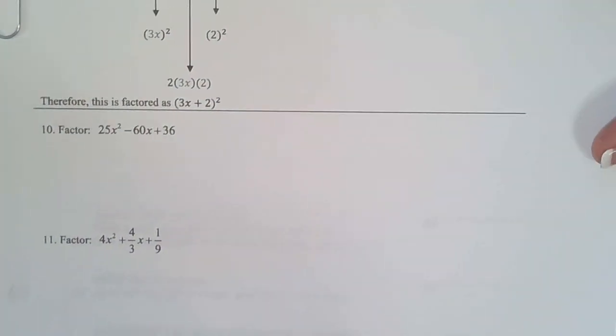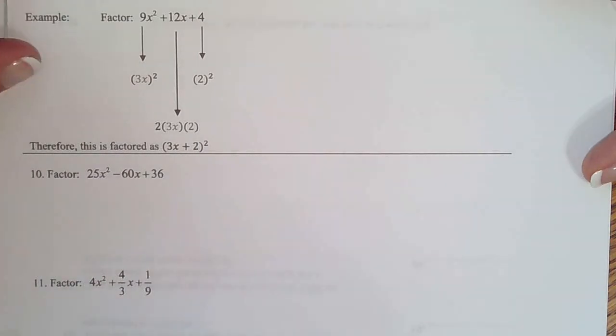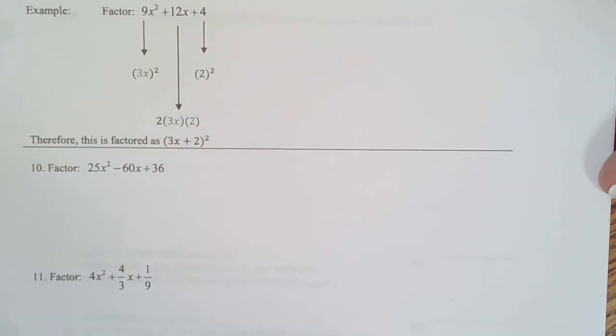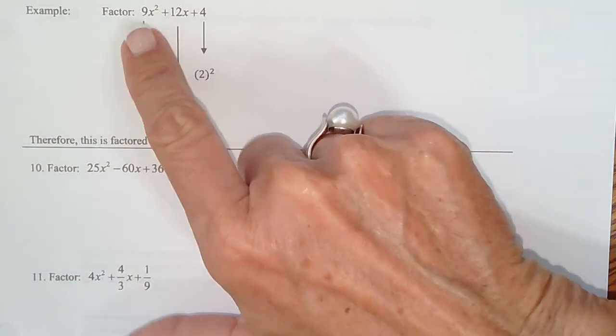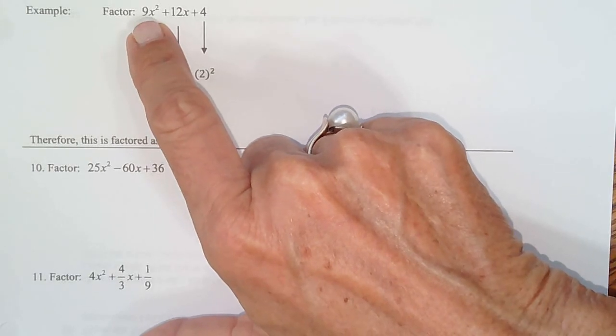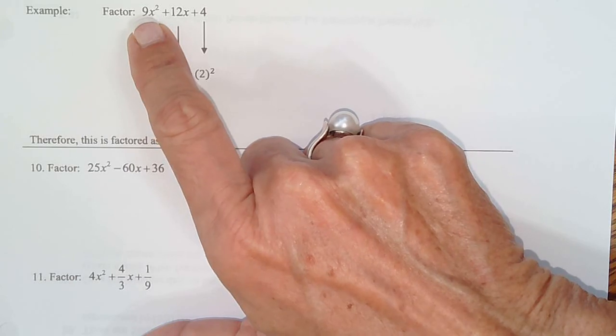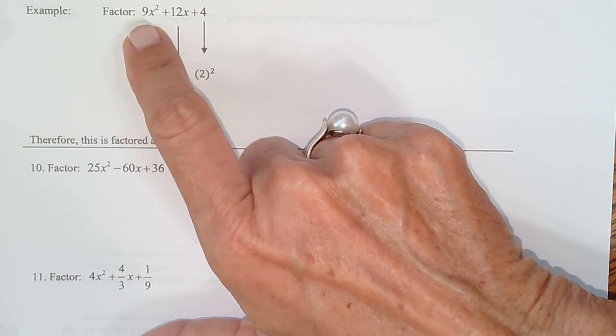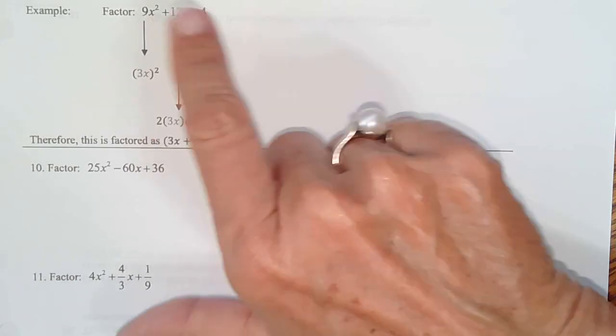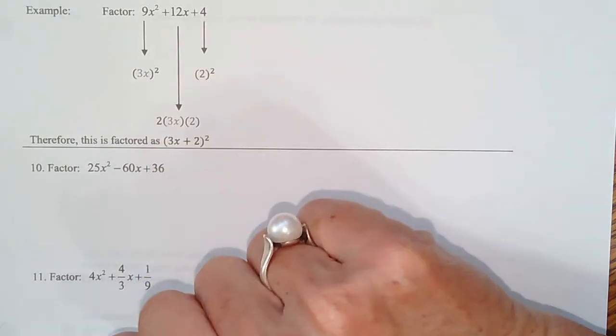So this is more AC, but these are special because you'll notice that the first term is a perfect square, which means I can take the square root of it. Some number times itself gives me that, 3x times 3x. And the last term's a perfect square.